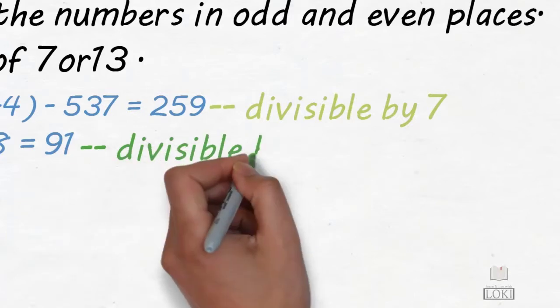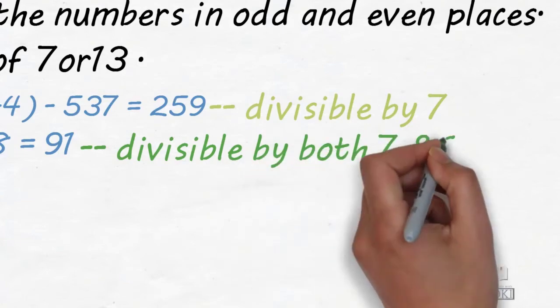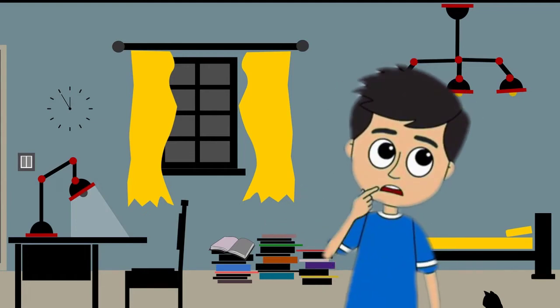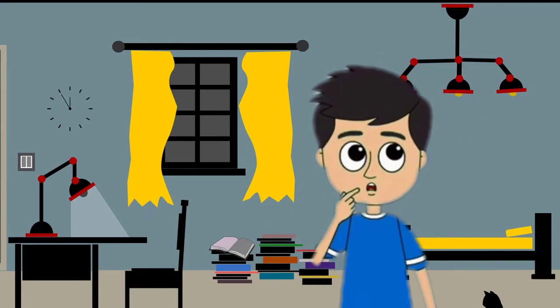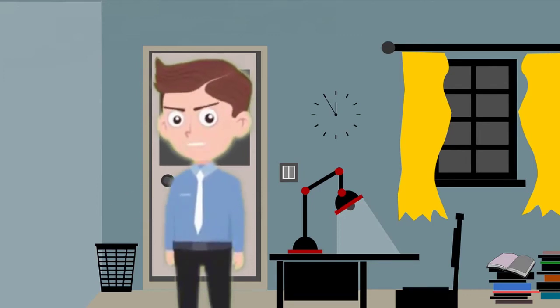So this is how we find the divisibility rule for 7. Somewhat complicated, but it's easy. What if I get a bigger number in the even places than the odd places? Not a problem. We just need to find the difference between the two numbers. So if we get a bigger number in the even places, we just need to put the bigger number first and then subtract the odd number. That's simple.